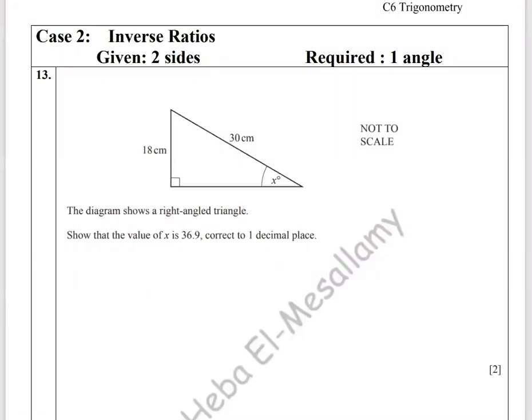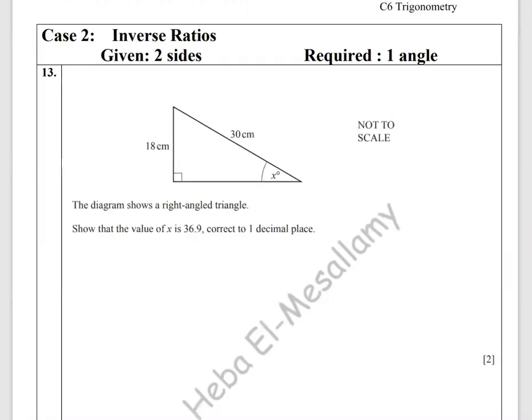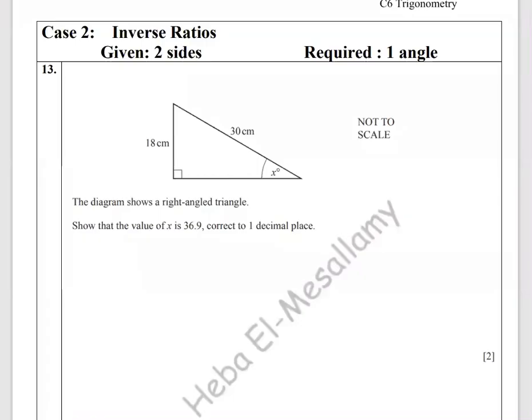Let's see the second case. In the second case, I'll be given two sides, and the question is going to ask me for a missing angle in the right angle triangle. Let's see the first question.